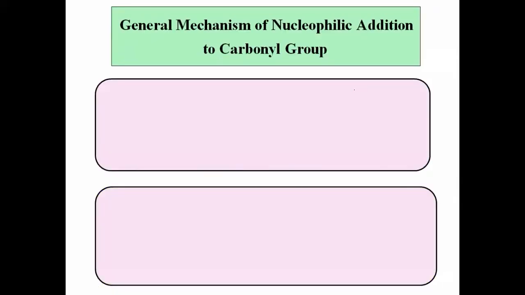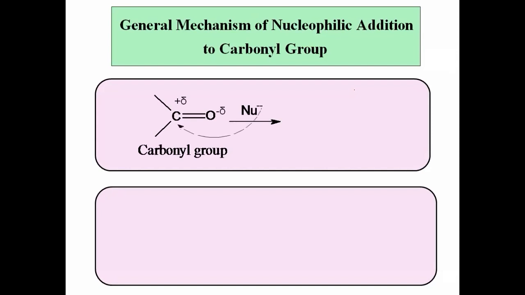Let us see the general mechanism for the nucleophilic addition to the carbonyl group. How the nucleophilic addition takes place to the carbonyl group. Let us see once again. Okay, this is our carbonyl group. In the first step, what happens? Nucleophile attacks the carbonyl carbon because that central carbon has a positive charge, oxygen has a negative charge. Therefore, that nucleophile can easily attack the central carbon.